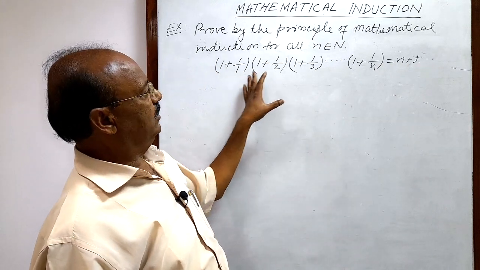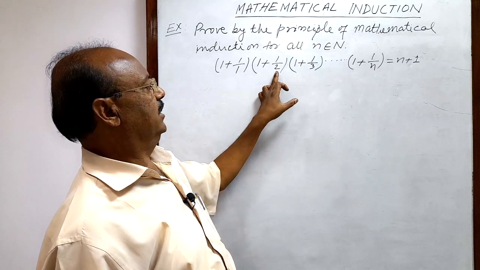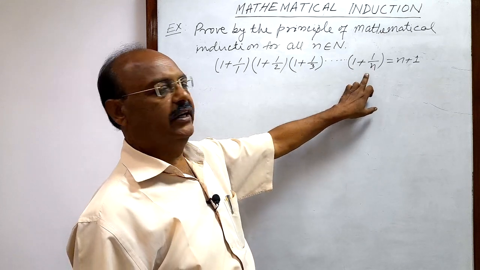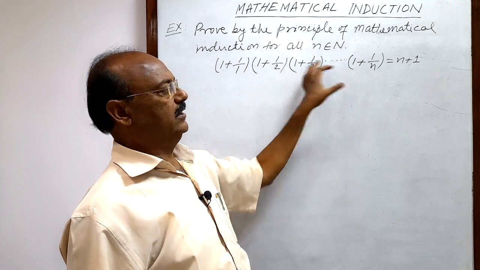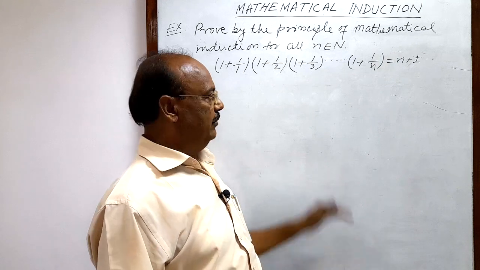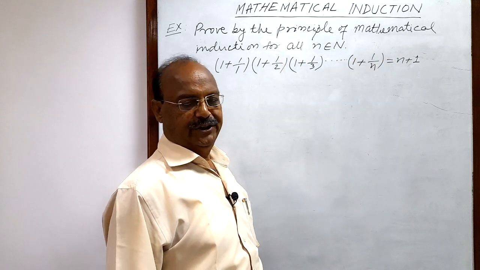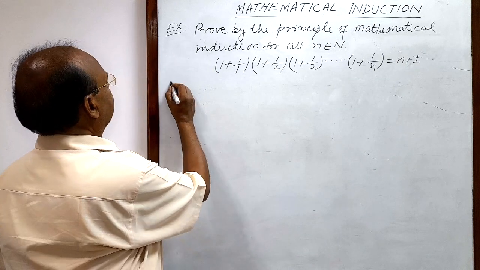Obviously, your total number of factors is n. This is the first factor, this is the second factor, this is the third factor, this is the nth factor. The total number of factors in the LHS is n, and the RHS is n + 1. We have to prove it by the principle of mathematical induction. So, let us see the solution here.